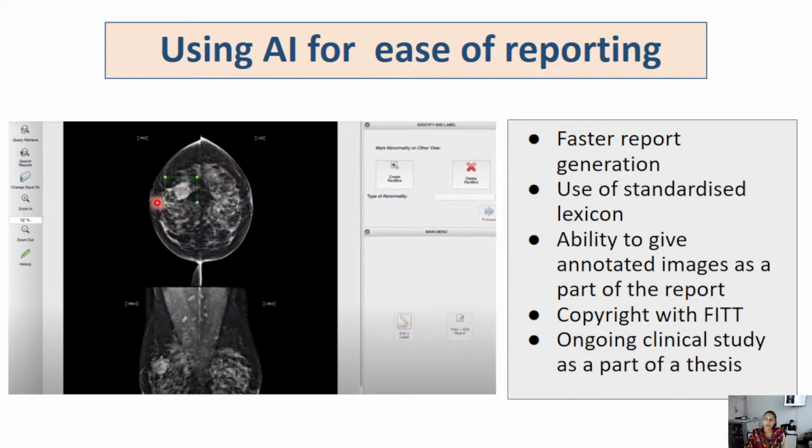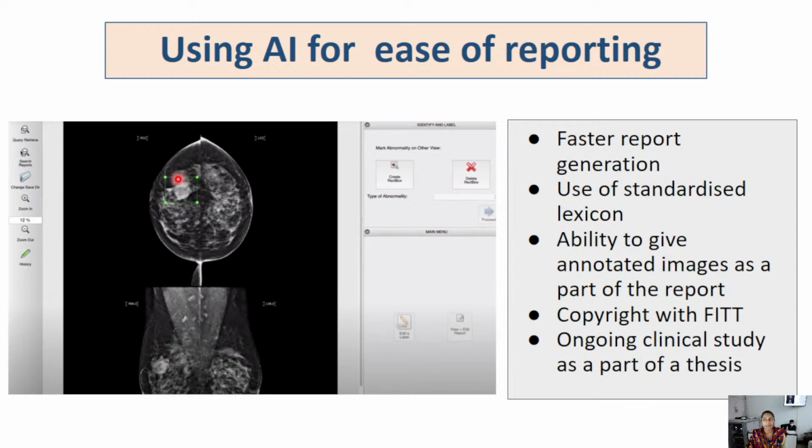So this tool is what we developed to mitigate some of these effects, where you can actually put a box around the abnormality, and there would simply be pull-down menus where you just choose what this abnormality indicates. And we're building some intelligence into this to auto-generate the report so that the time that is spent into typing the report actually drastically comes down. And this could lead to faster report generation, use of standardized lexicon.